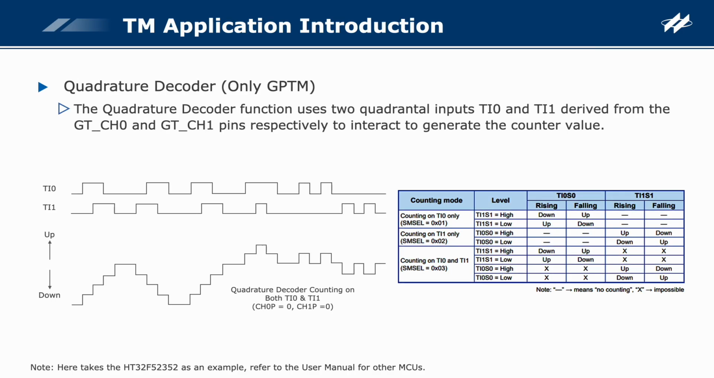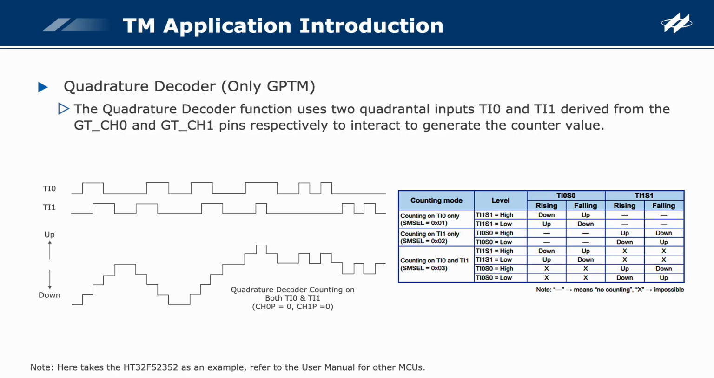The GPTM has a quadrature decoder. The quadrature decoder function uses two quadrantal inputs TI0 and TI1 derived from the GTCH0 and GTCH1 pins respectively to interact to generate the counter value. The DIR bit is modified by hardware automatically during each input source transition. The input source can be either TI0 only, TI1 only, or both TI0 and TI1, the selection made by setting the SMSEL field to hex 1, hex 2, or hex 3.